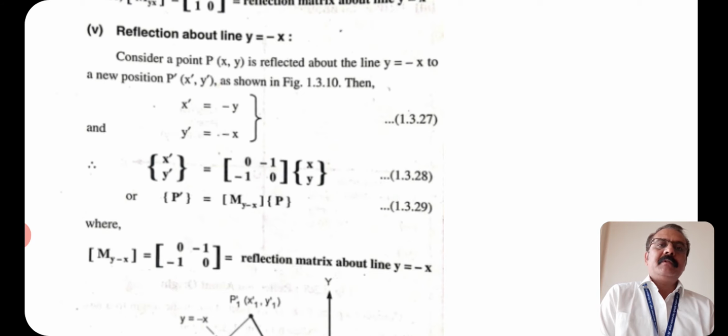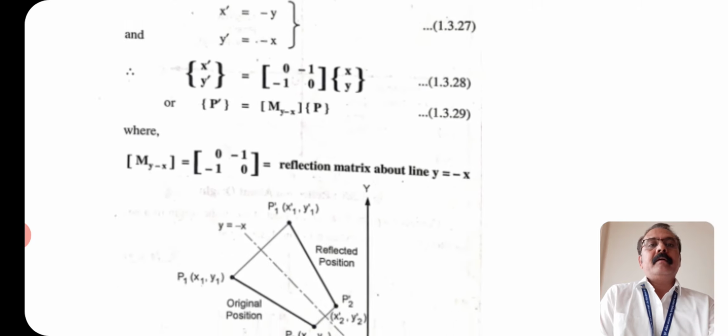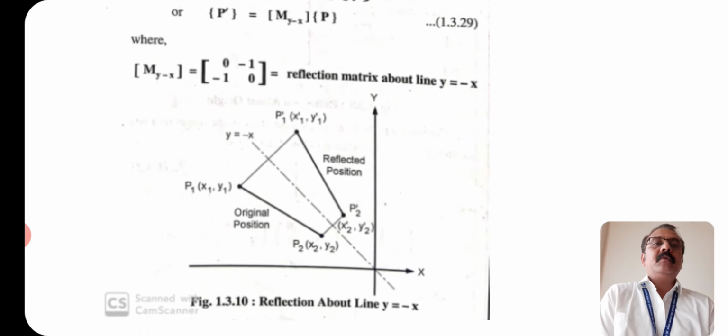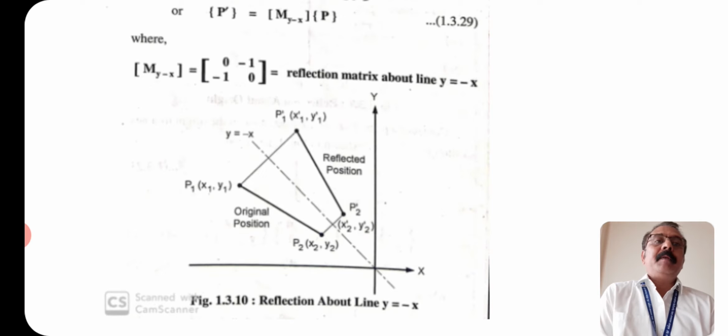The new position is achieved by multiplying the original matrix by the mirror matrix, or reflection matrix, about line y is equal to minus x. It becomes x dash y dash is equal to the mirror matrix 0 minus 1 minus 1 0 into the original matrix x y, where M_y=-x is the reflection matrix about line y is equal to minus x, which is equal to matrix 0 minus 1 minus 1 0.